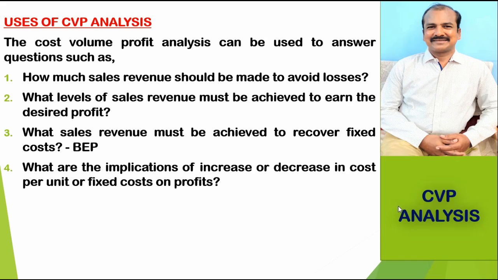The fourth use of CVP analysis is the answer for this question. What are the implications of increase or decrease in cost per unit or fixed cost on profit? So you can understand the impact of decrease or increase in the cost per unit, and specifically the change in the fixed cost and their impact on the profit earned by the concern.